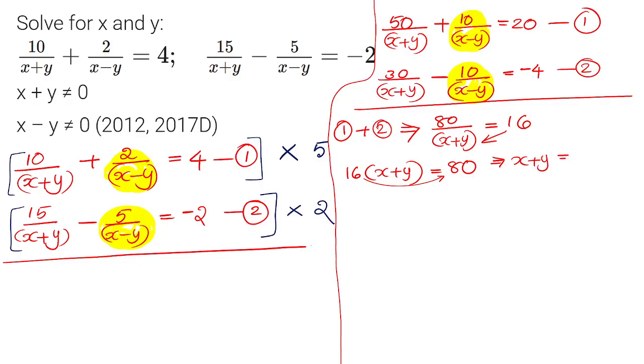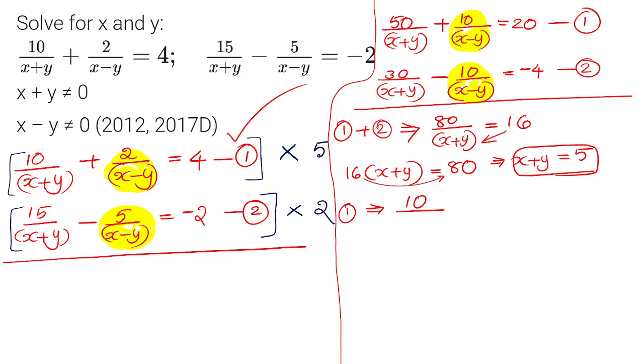x plus y equal to 80 by 16. 80 by 16 will be 5. I got one equation, x plus y equal to 5. So next, I am going to substitute x plus y equal to 5 in either equation number 1 or equation number 2. I did not get x, but don't worry. x plus y is there in the first equation. I am going to substitute x plus y equal to 5 in the first equation, this one.